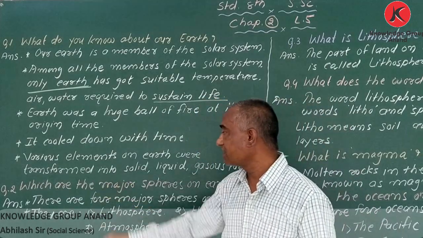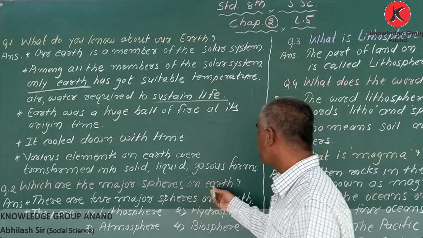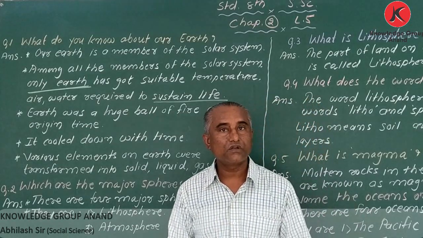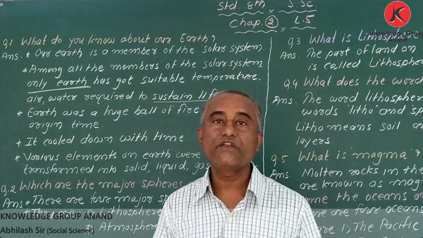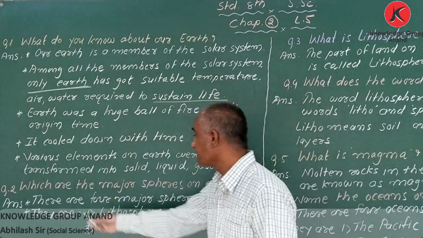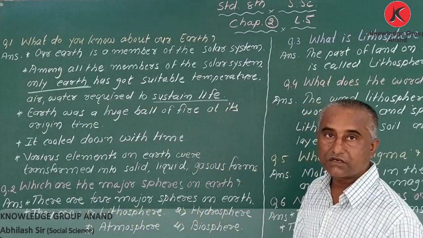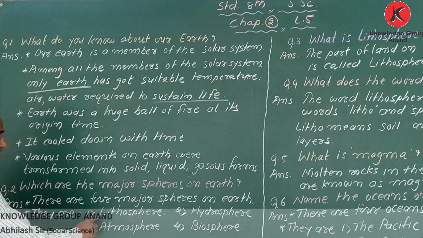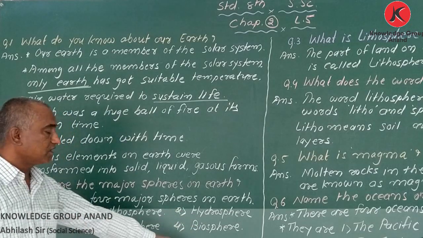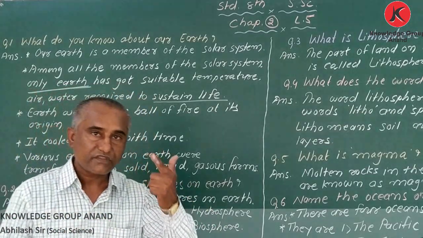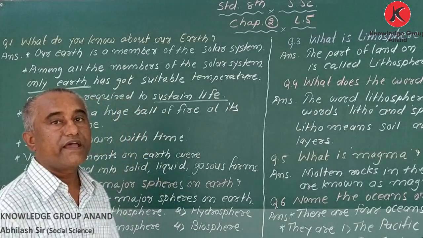Okay. My next question is, which are the major spheres on Earth? My dear student, it is already by heart for you because last 4 videos we discussed about that. Okay. Good. So there are 4 spheres. There are 4 major spheres on Earth, and they are: number 1, lithosphere; number 2, hydrosphere; number 3, atmosphere; and number 4, biosphere. Which are the 4 major spheres? Lithosphere, hydrosphere, atmosphere, and biosphere.